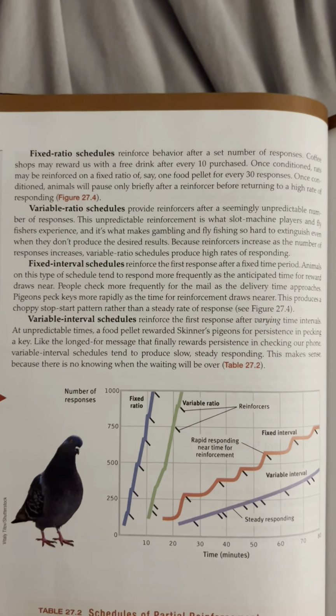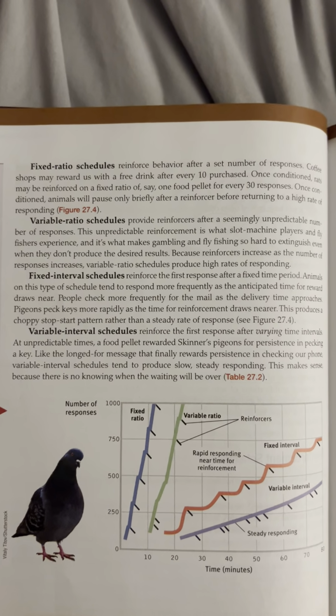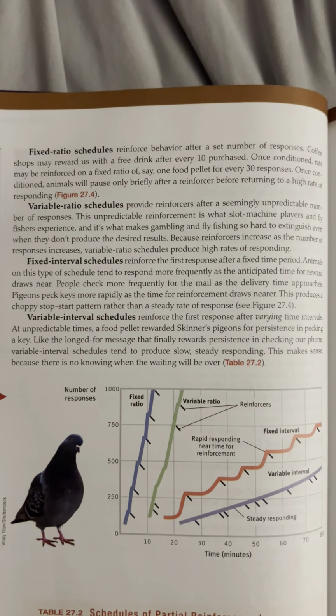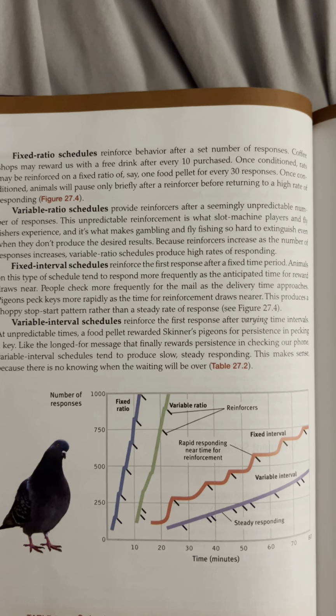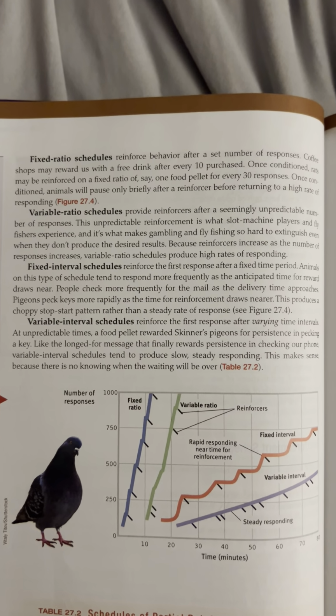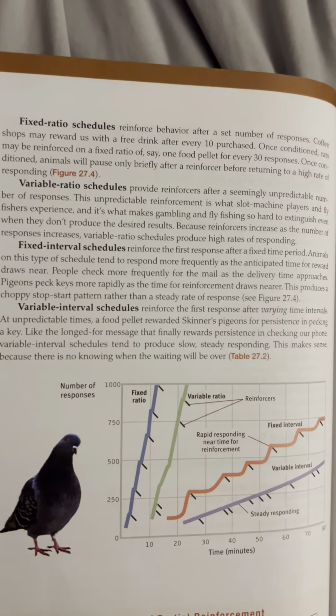Variable ratio schedules provide reinforcers after a seemingly unpredictable number of responses. This unpredictable reinforcement is what slot machine players and fly fishers experience. And it's what makes gambling and fly fishing so hard to extinguish even when they don't produce the desired results. Because reinforcers increase as the number of responses increases, variable ratio schedules produce high rates of responding.